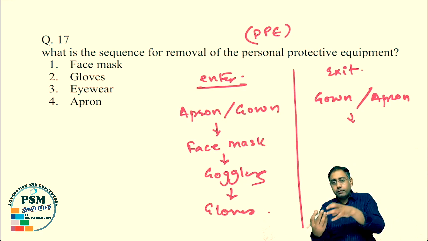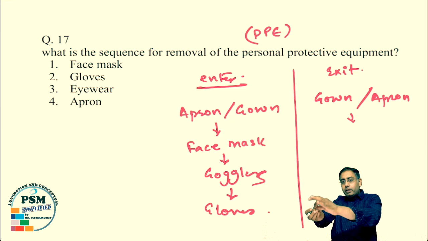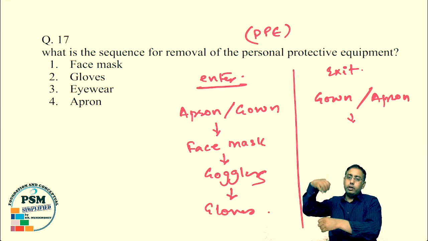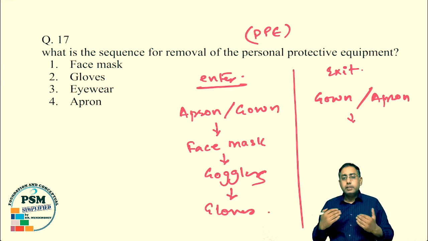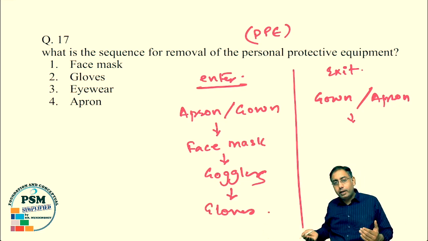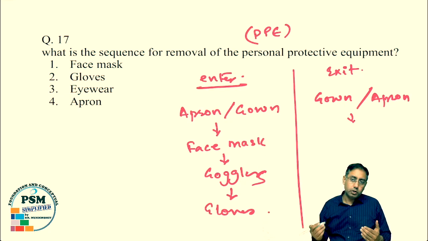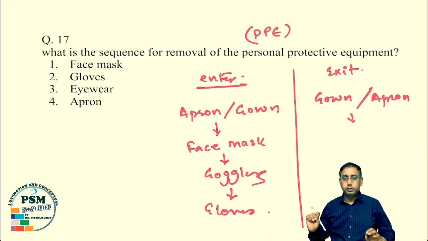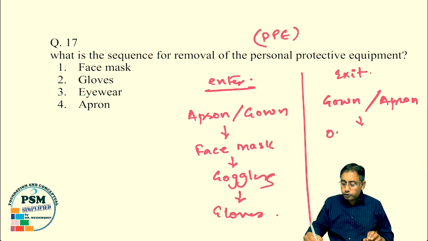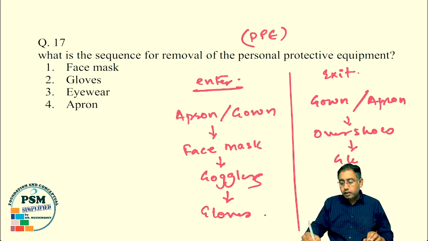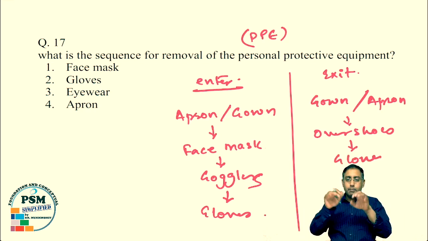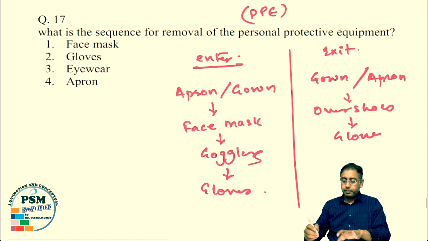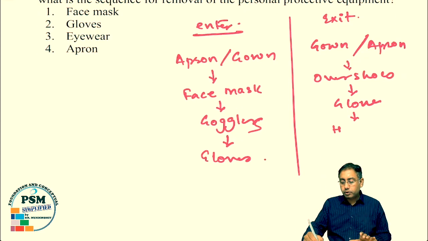In one example, you can take off the apron with the gloves also. So you take off the apron, turn it inside out, and you take off the gloves along with it. In certain situations, people are wearing rubber shoes or overshoes also. In those cases, you take off the gown, then you take off the overshoes, and then you take off the gloves. You wrap everything up in the same apron and you discard it. Then you do hand wash or hand hygiene.